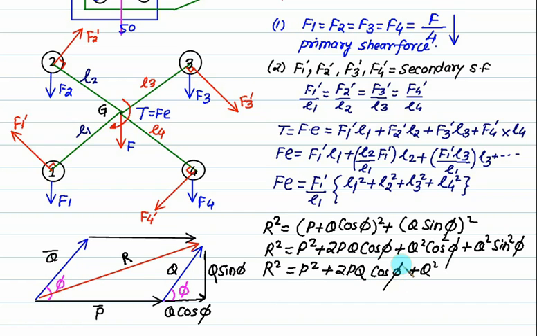Maximum value of this one is 1. In that case the R will be max value, and that is true also. If this vector and this vector are acting in the same direction, their resultant value will be maximum value. Is it fine? Now if they are perpendicular, this value will be 0.